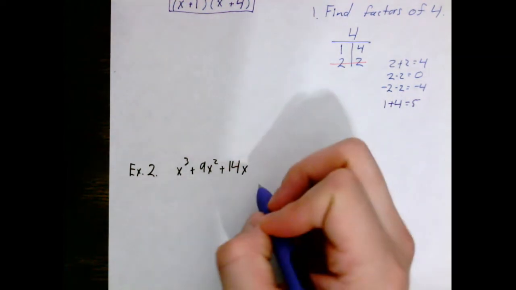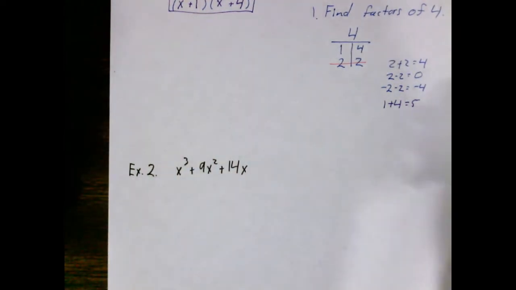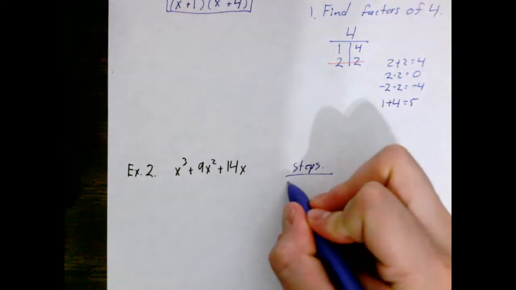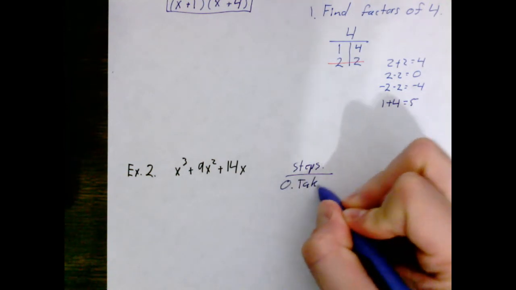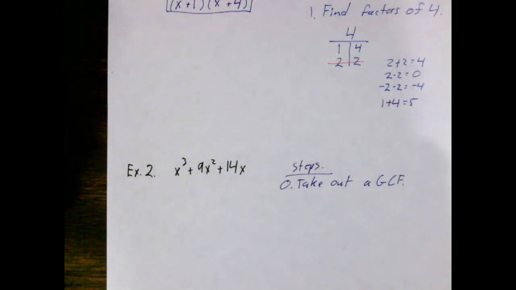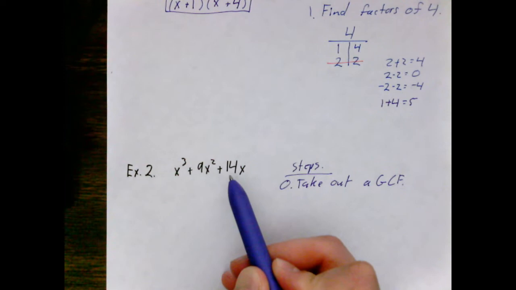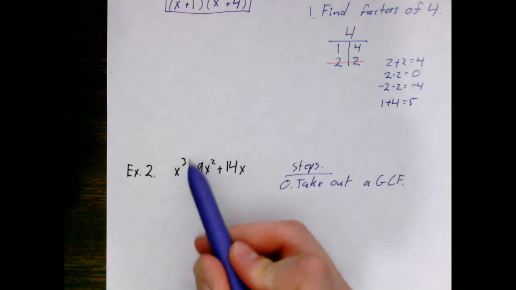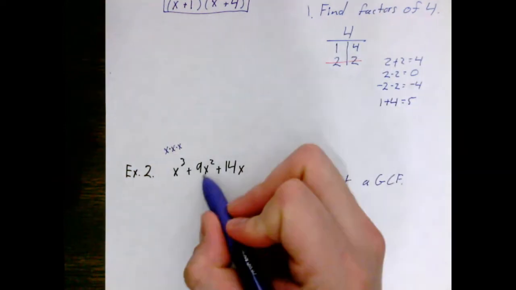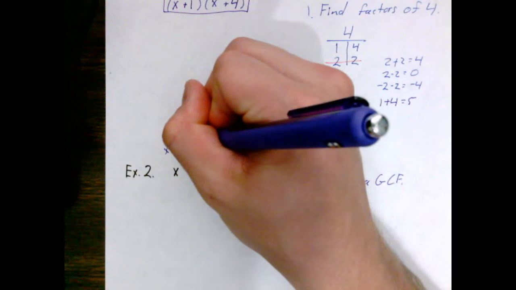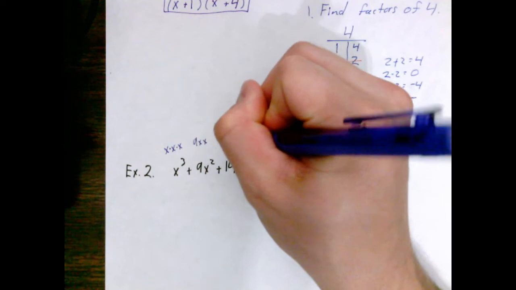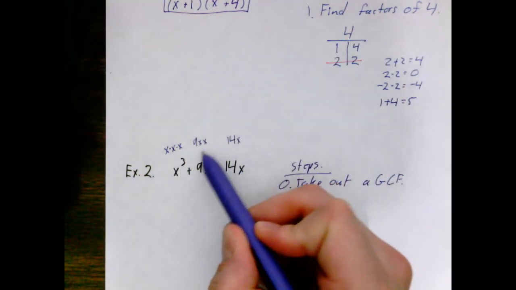So the first thing you want to try and do on every single factoring problem, this is like step 0. Take out a GCF. So you'll notice all three of these have something in common. They have an x, right? There's x cubed here. So this is like x times x times x. This is 9 times x times x. And then this is 14 times x. So we've got 3 x's here, 2 x's here, and an x here.